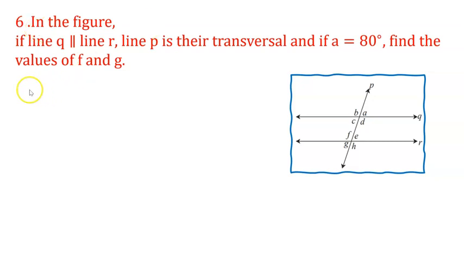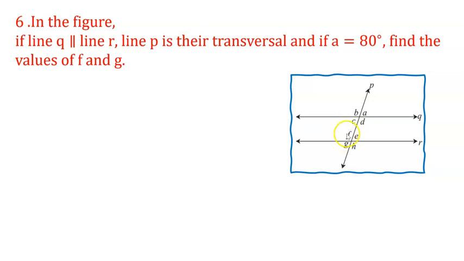Now next, question number 6. In the figure, if line q is parallel to line r, and p is their transversal, and if angle A is equal to 80 degrees, find the values of F and G. Now here we have given the measure of angle A is 80 degrees, then D will be 100 degrees, C will be 80 degrees. As C is 80 degrees, the sum of the interior angles is 180, and therefore F must be 100 degrees. We have calculated F.